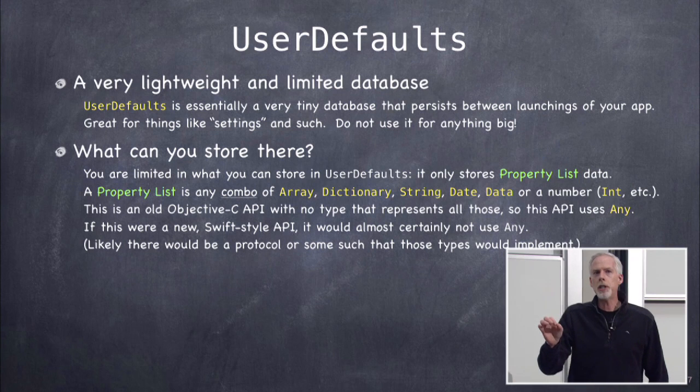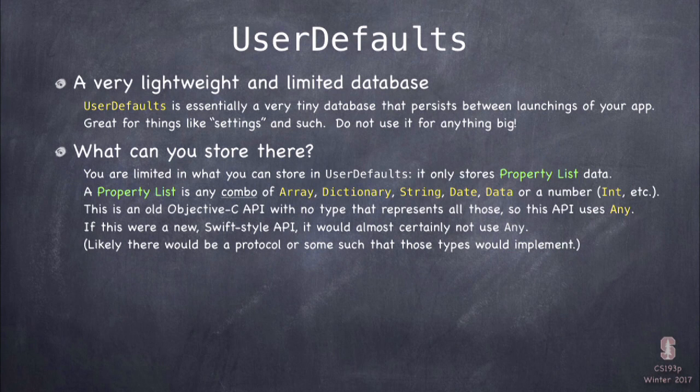The only thing you can put in this database is what's called a property list. A property list just means any combination of array, dictionary, string, date, data, or a number, like int, float, double, whatever. Okay? That's what a property list is. It's just conceptual. There's no actual type property list, unfortunately. If this were a Swift API, it probably would be such a type. It'd be a protocol. But anyway, there's not. This is from Objective-C. Okay?